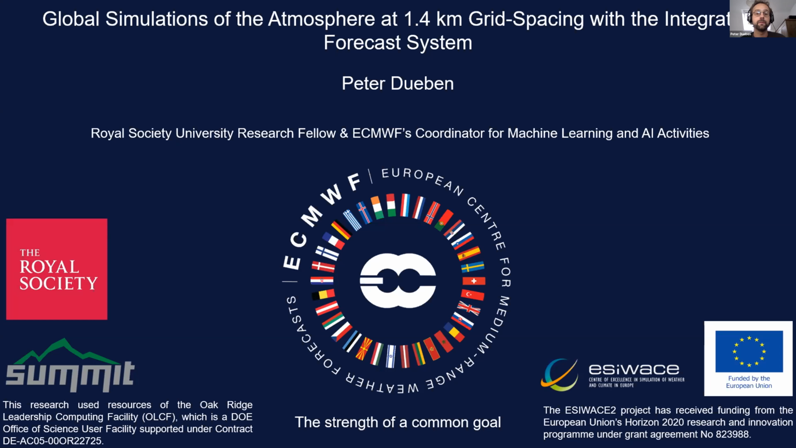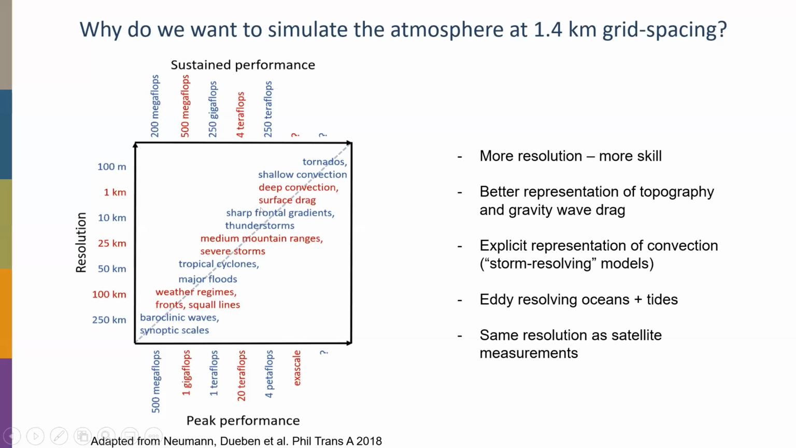I'm going to talk about very high resolution simulations of the atmosphere that we're performing at ECMWF. And I'm going to start with the motivation. So why would we actually want to look into the atmosphere with 1.4 kilometer grid spacing? You see the figure on the left here, which is showing the resolution level on the y-axis, going up from 250 kilometers to something like 1 kilometer now.